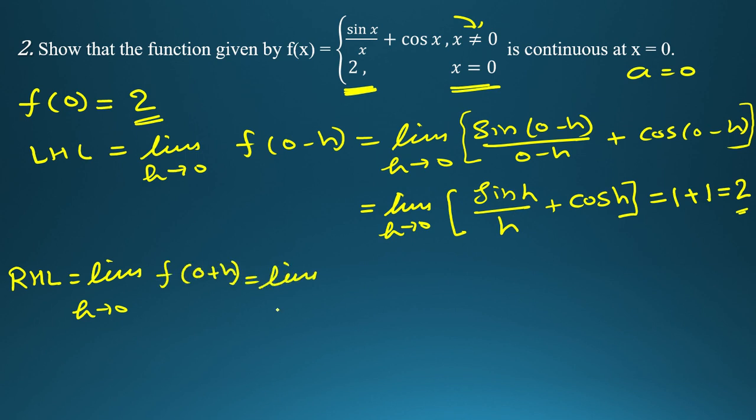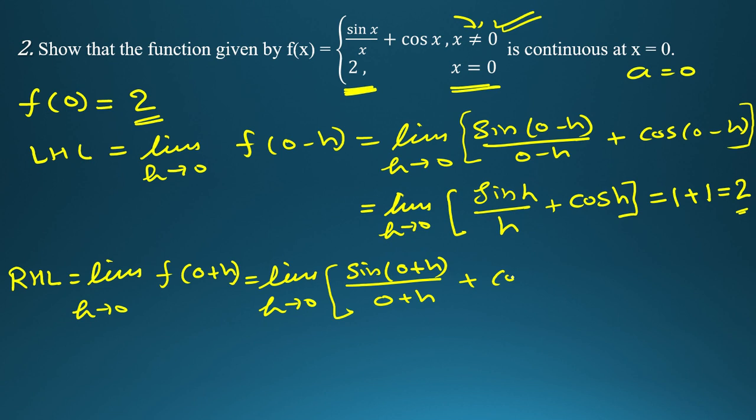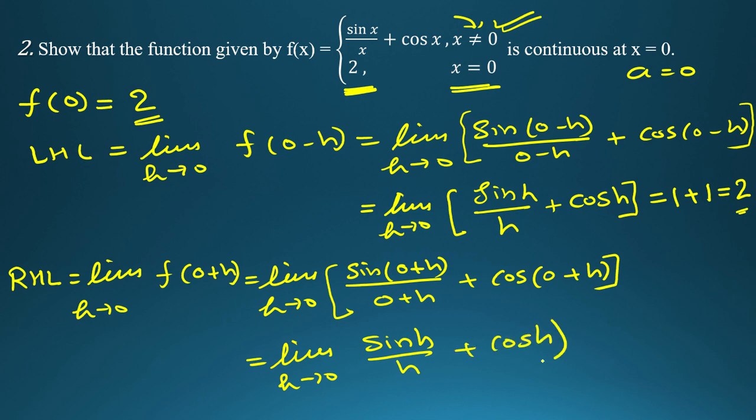So limit again, 0 plus h will not be equal to 0. Not equal to 0 means first condition again. So it will be sin(0 plus h) divided by (0 plus h), plus cos(0 plus h). It will be equal to limit h tends to 0 of sin h upon h plus cos h. Now put h is equal to 0 again. So sin h upon h is 1, plus cos 0 is 1, and is equal to 2.